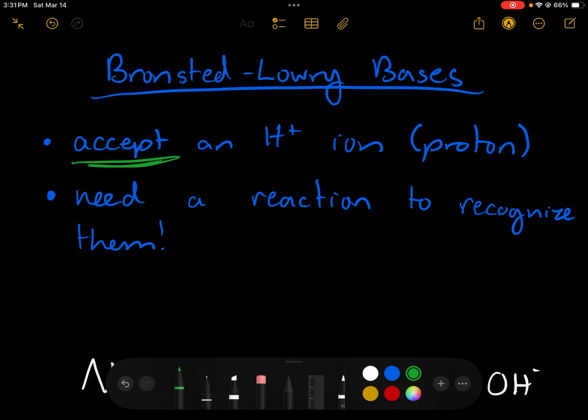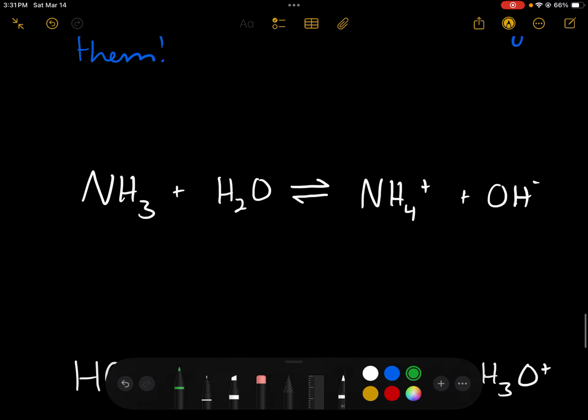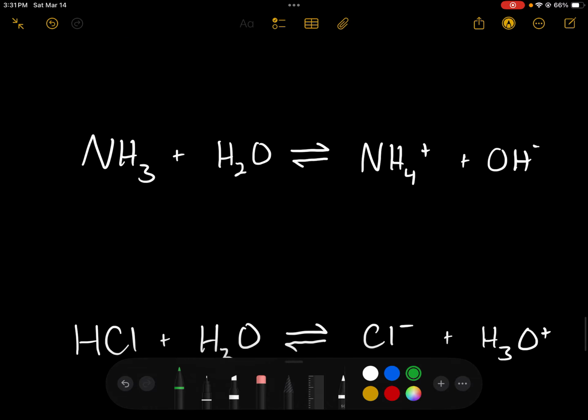But it's harder to recognize a Bronsted-Lowry base because it has space to receive a hydrogen, and there are certain tricks for doing that, which I will show you as they become relevant. But you need a reaction. You need to look at an equilibrium system to really understand what's your acid, what's your base, and what are your conjugates, which is something, again, that we did in Unit 4.